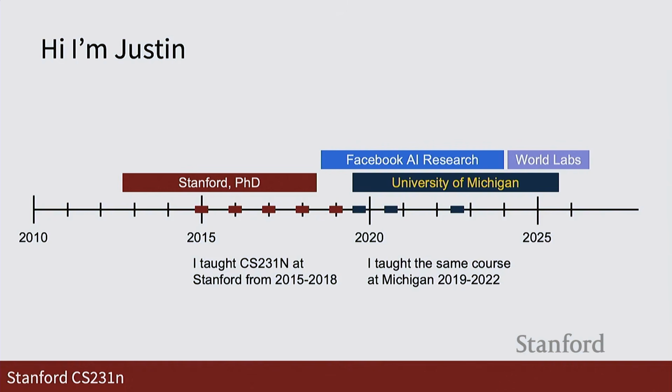After that, I spent time at Facebook AI Research doing all kinds of deep learning, computer vision stuff there. I was a faculty member at University of Michigan, and there I taught basically the same class a couple more times. So I've taught this class a couple times, but it's been a while since I've been here. And most recently, I've been doing a startup called World Labs with Feifei. And that's just a little bit about me.